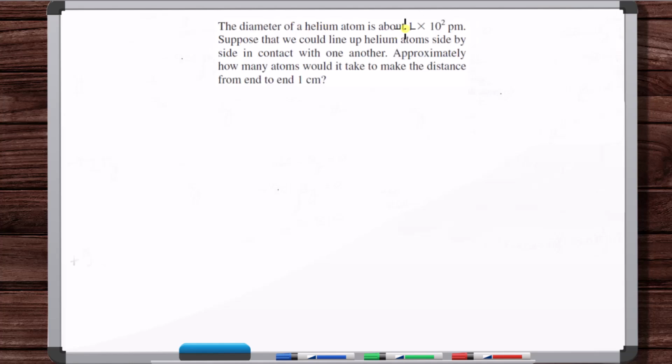The diameter of a helium atom is about 1 × 10⁻² picometers. Suppose that we could line up helium atoms side by side in contact with one another. Approximately how many atoms would it take to make the distance from end to end 1 centimeter?